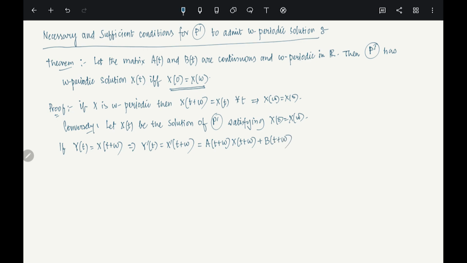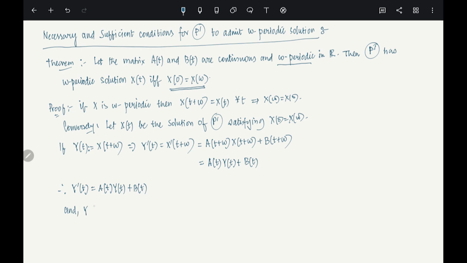Yes. If x is a solution of the problem, it satisfies the equation for all points in the interval. So t plus w is some point, and we can just substitute t plus w. Now, since a and b are w periodic, it is given, a of t plus w is nothing but a of t. And x of t plus w is, by definition, y of t. Plus, what is b of t plus w? Again, it is b of t. That is just given. Since a and b are w periodic, this happens. So therefore, y prime of t equals A of t times y of t plus b of t. Clear?